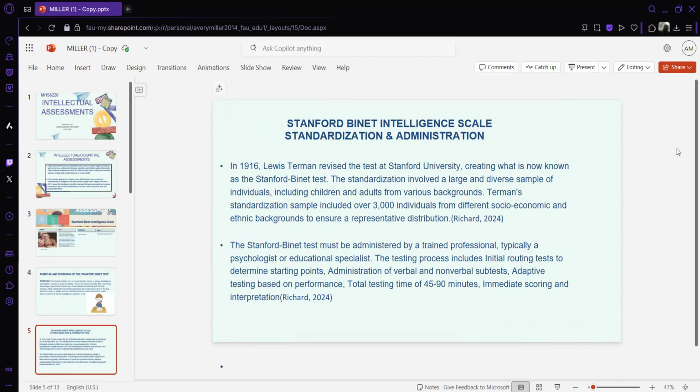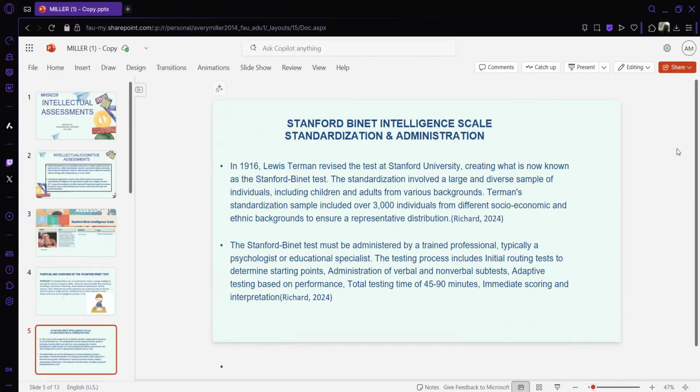Now, in 1916, as we've talked about before, Lewis Terman revised the Stanford test at Stanford University, creating what is known as the Stanford Binet test today. That standardization involved a large and diverse sample of individuals, including children and adults of various backgrounds. The sample included over 3,000 individuals from different socioeconomic and ethnic backgrounds to ensure a representative distribution.